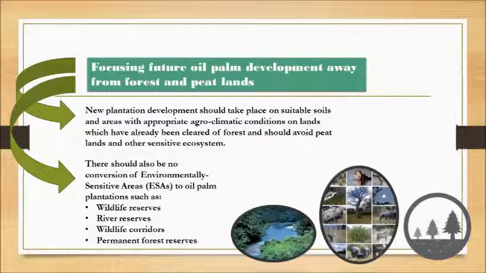First, focusing future oil palm development away from forests and peatlands. In places where this is not feasible, new plantation development should take place on suitable soils and areas with appropriate agroclimatic conditions on lands which have already been cleared of forests and should avoid peatlands and other sensitive ecosystems. There should also be no conversion of environmentally sensitive areas such as wildlife reserve, river reserve, wildlife corridors, permanent forest reserve to oil palm plantations.